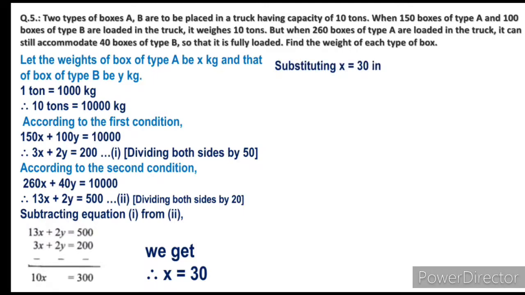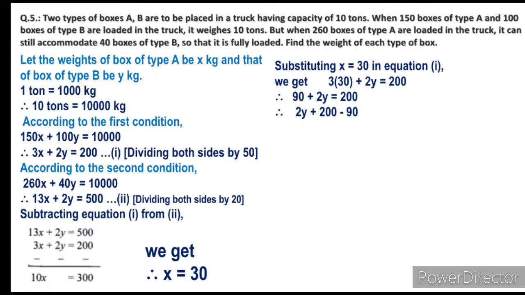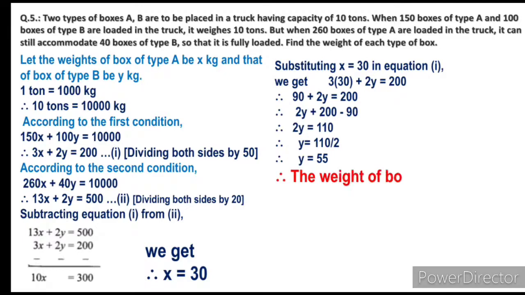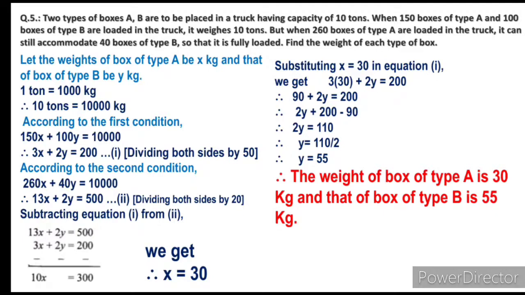Now we'll find for the box B. We'll put this in equation number 1. We have substituted the value. 3 multiplied by 30 is 90 plus 2y, 200. 90 will get subtracted. Here there is a printing issue. Equal to has not printed. It will be 2y equals 200 minus 90. It will be 110. Therefore y is equal to 110 upon 2. Therefore y is equal to 55. So which means the weight of a box of type A is 30 kg and that of a box of type B is 55 kg.